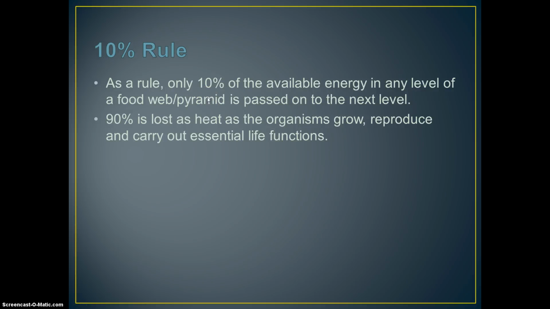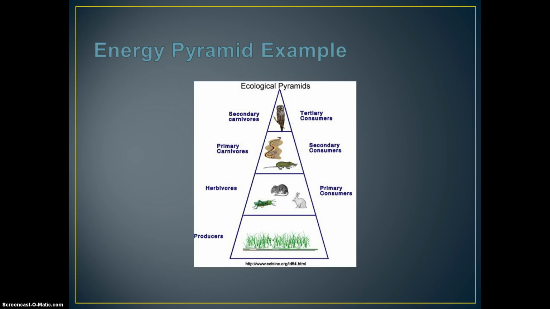10% is passed on. That's true of every trophic level. Every time my bunny eats some grass, he gets 10% of the available energy in that grass. Every time a snake eats that rabbit, he gets 10% of the energy available in that rabbit. So what does this mean for us?